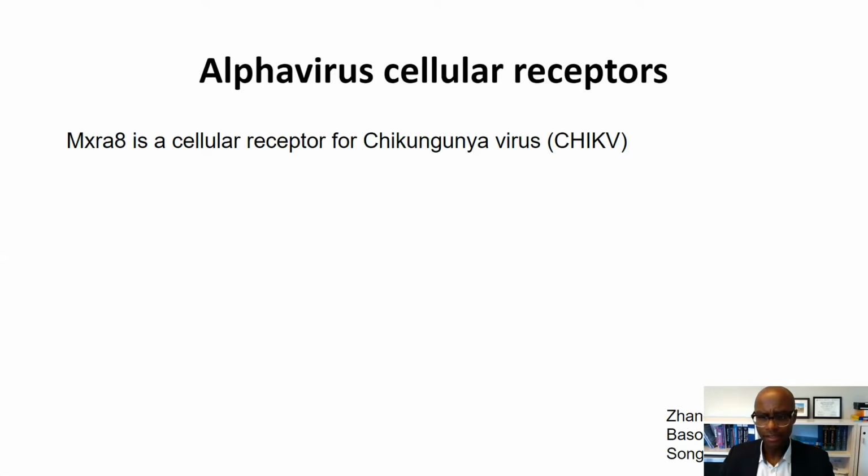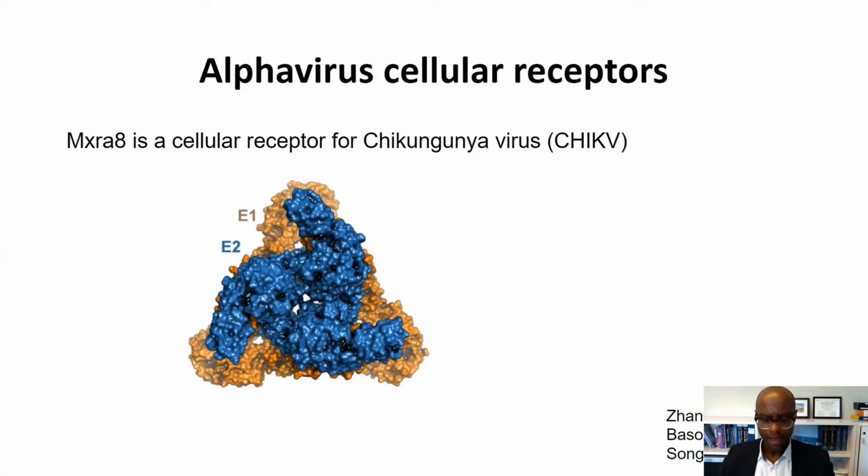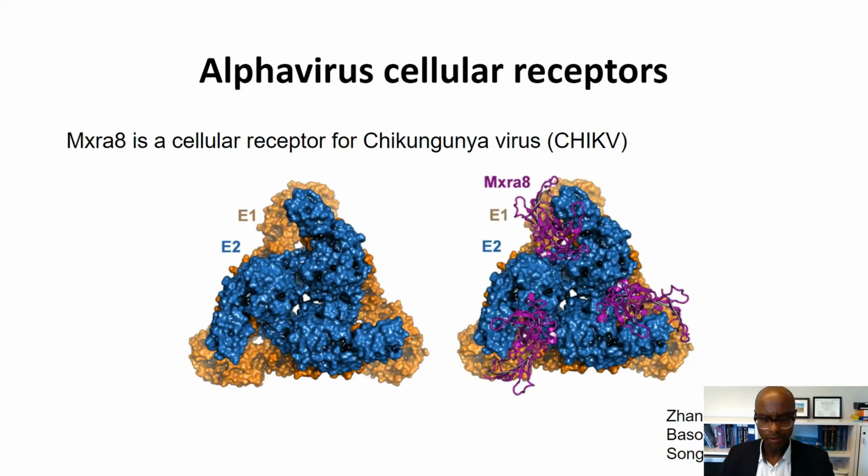So MXRA8 is a matrix remodeling associated protein that plays a poorly described role in the biology of joints. And so in this case, the lab of Mike Diamond with collaborators were able to find that MXRA8 associates with the viral spike protein by binding a cleft that is formed by E1 and E2.